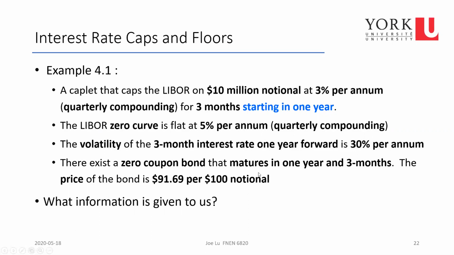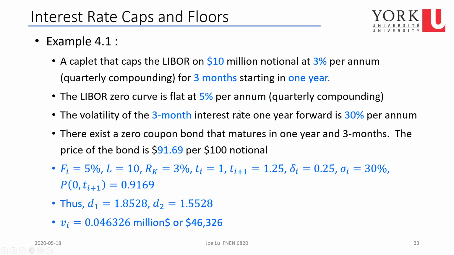And there's a zero coupon bond that matures in 1 year and 3 months at a price of $91.69 per $100 notional. So if we are given a question like this, the important thing is to translate the information into the formula that we understand. So if we look at it, a caplet that caps the floating rate on a 10 million notional, so L will be 10, and at 3% per annum, so the cap rate, RK, is 3%, okay?